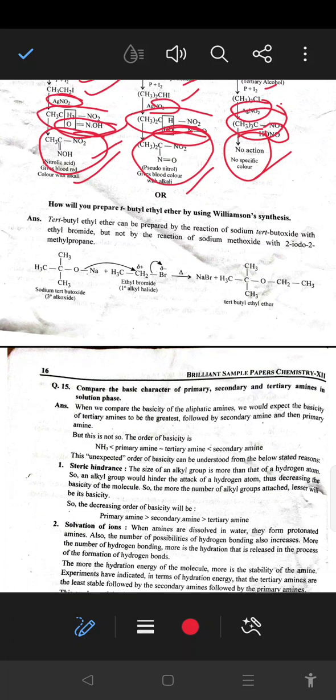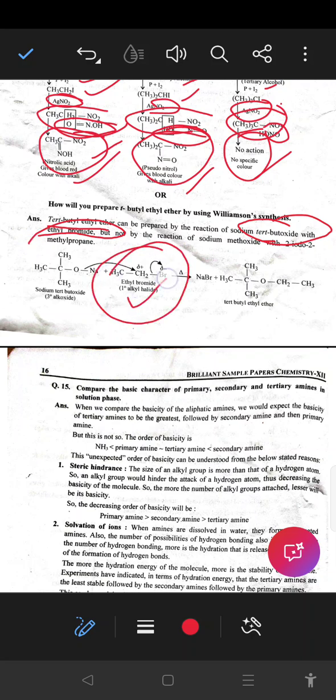Next question: how will you prepare tertiary butyl ethyl ether by using the Williamson synthesis? As we know, in Williamson synthesis there is a condition of using a primary alkyl halide. So the tertiary butyl ethyl ether can be prepared by the reaction of sodium tertiary butoxide with ethyl bromide, as the condition is to use only the primary alkyl halide. So we use the tertiary form of the alkoxide ion, and by that the tertiary butyl ethyl ether is formed.